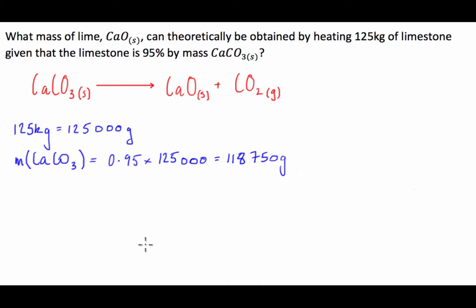Cool. Now, like we should do in most chemistry calculation questions, we're going to determine the molar mass of calcium carbonate. The molar mass of CaCO3 is going to be equal to the molar mass of calcium, which is 40.08, added to the molar mass of carbon, and added to the molar mass of 3 oxygens. Doing that maths, we get 100.09.